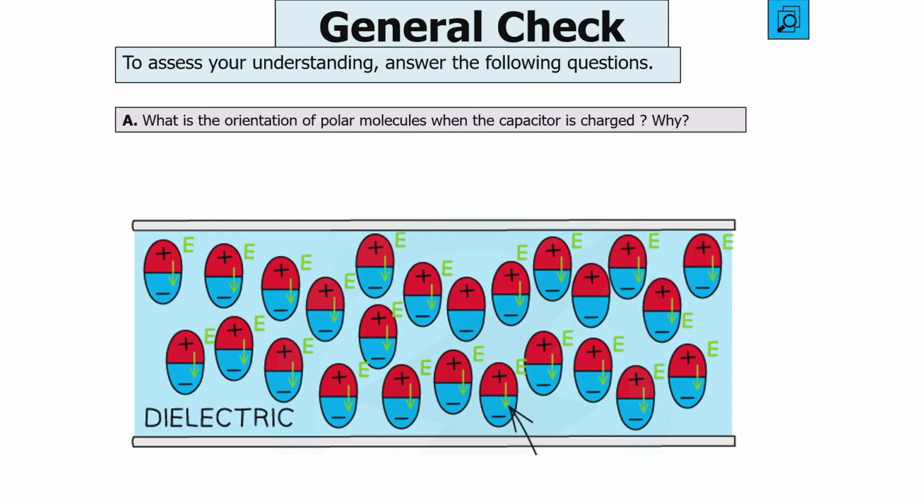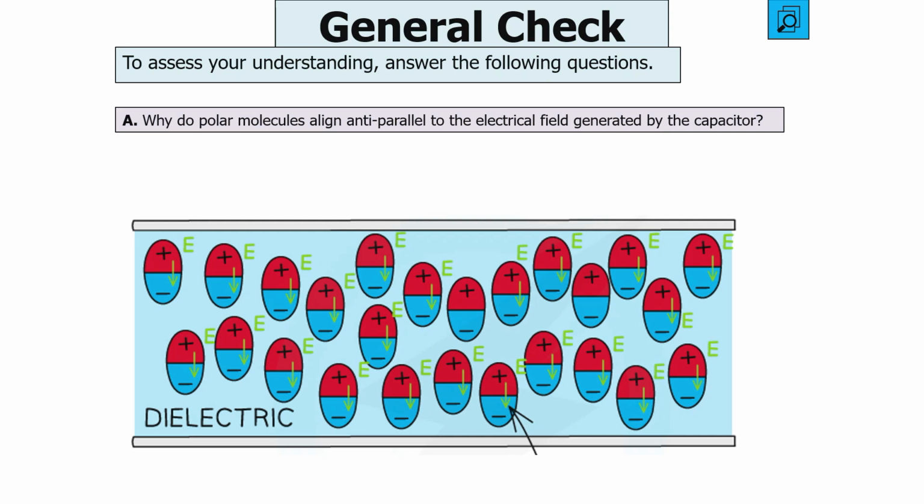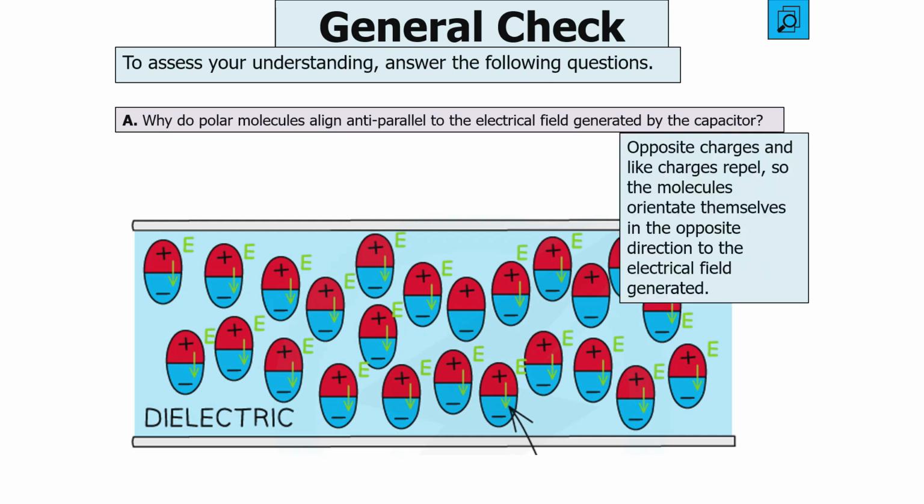What is the orientation of the polar molecules when the capacitor is charged, and why? The orientation of the polar molecules is anti-parallel to the electrical field generated by the capacitor, as the charged objects are influenced by the electrical field. Why do polar molecules align anti-parallel to the electrical field generated by the capacitor? Opposite charges attract and like charges will repel, so therefore the molecules orientate themselves in the opposite direction to the electrical field generated. So the negative will go to the positive and the positive will go towards the negative.